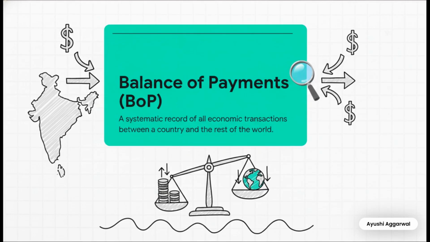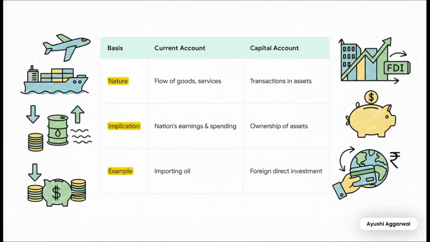What does that mean in simple English? Literally, every dollar that flows into India and every dollar that flows out gets noted down right here. It's our complete financial diary with the world. Okay, pay close attention. If there's one slide you need to understand inside and out, it's this one. Seriously, if you can nail the difference between the current and capital accounts, you have basically cracked the BoP code.